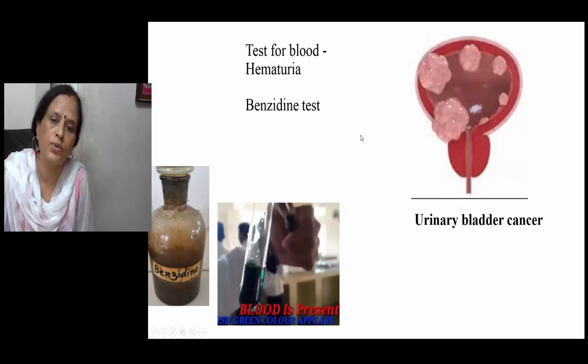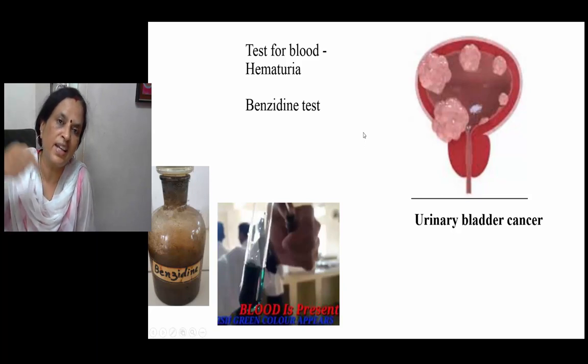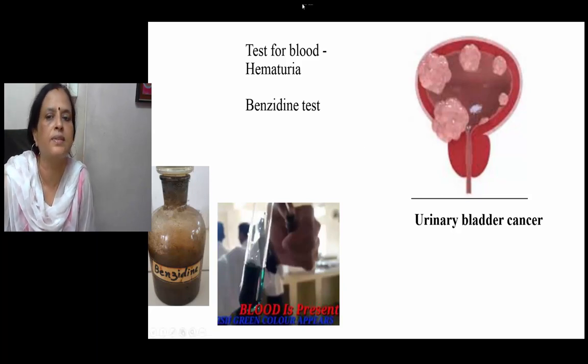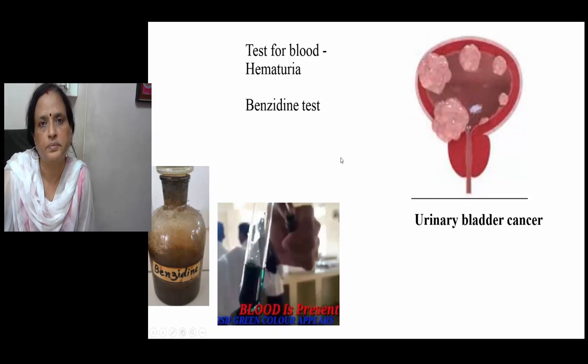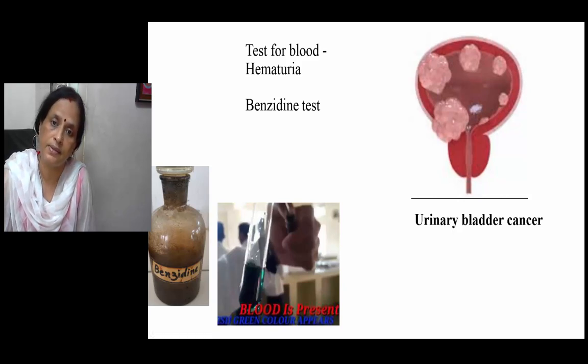So nowadays we use urinary reagent strips to test all this. Or there is the orthotolidine test or guaiac test that could be used to detect blood or presence of RBCs in urine or even stool sample. So better to avoid this test, the benzidine test.